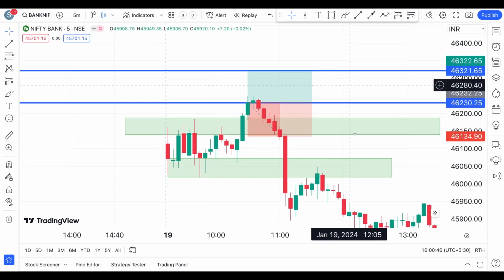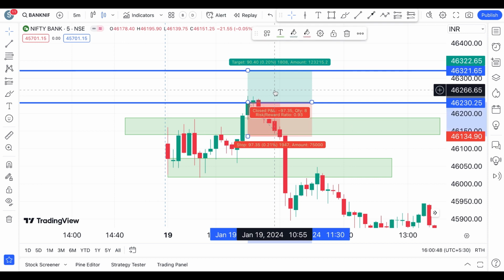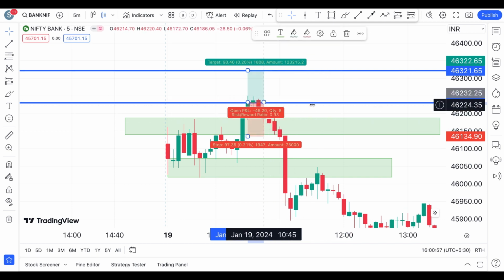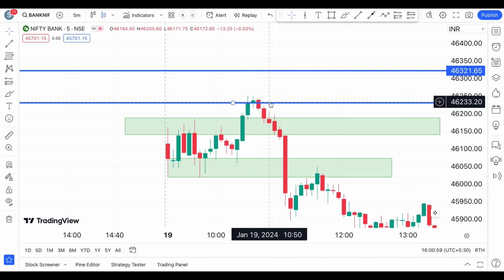Now if you see, your risk versus reward ratio is not 1. You have to get into the trade only if your risk versus reward ratio is 1, according to our rules. So in this case, it is 0.9 only. So this is not a valid trade, that's not a valid location.